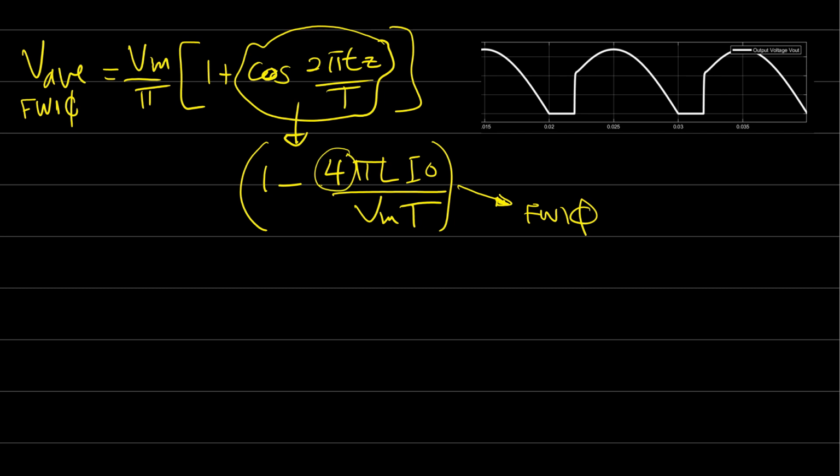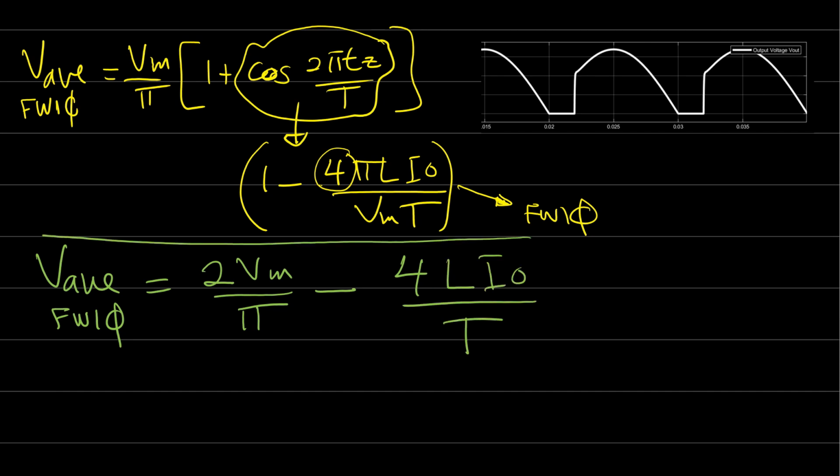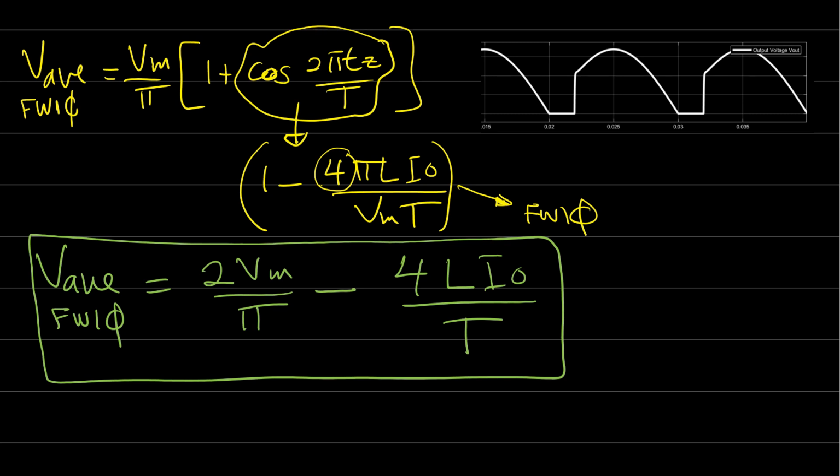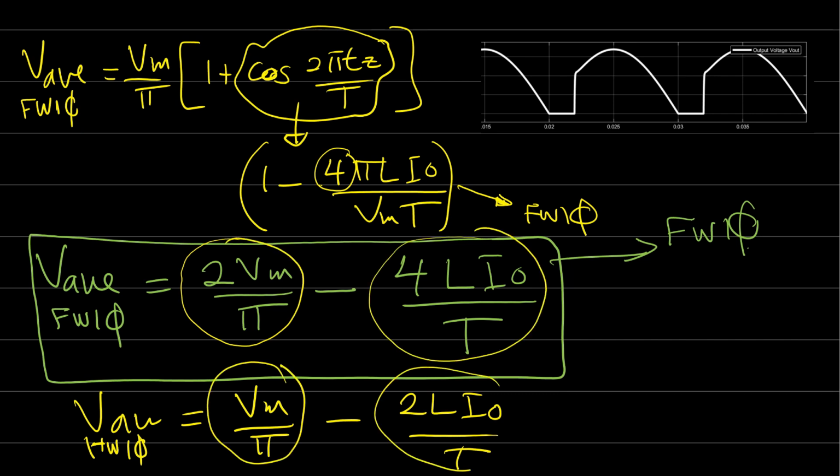So here you can easily say that the average voltage is equal to 2 V maximum over pi minus 4 times Li out over T. And this is the final equation for the average voltage for the full wave single phase rectifier. If you compare this one with the single phase half wave rectifier, you'll find that this is the average voltage without line impedance, and here is the value of the portion that is taken during the commutation. You'll find that this portion in the case of the full wave single phase rectifier is double the value of this one. This is 4 times L and this is 2 times L.